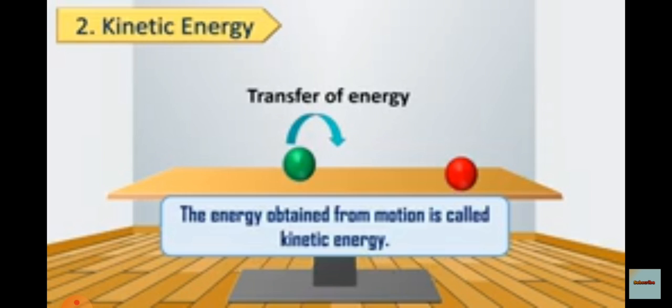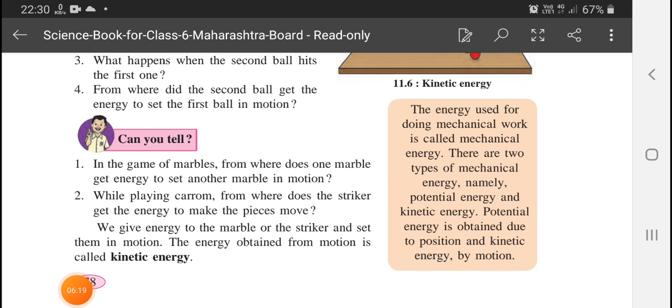That is, because the green ball was set in motion, the energy was transferred from one ball to the other ball, and because of that only the red ball was also set in motion. So this is an example of kinetic energy. So children, you can underline this definition for kinetic energy, that is, the energy obtained from motion is called kinetic energy.